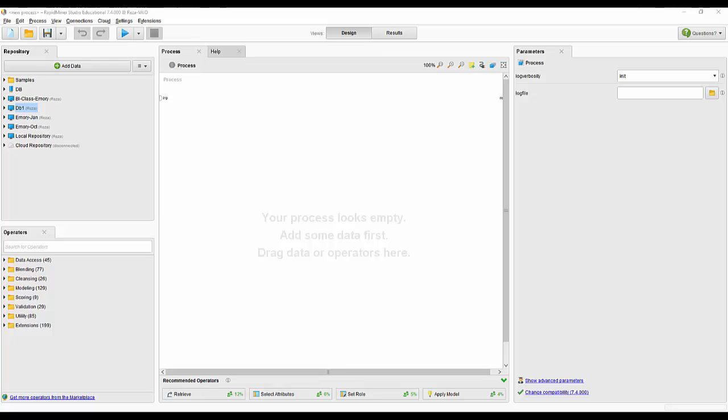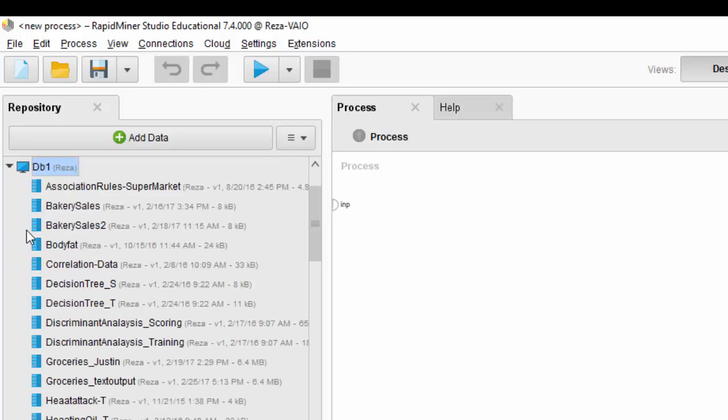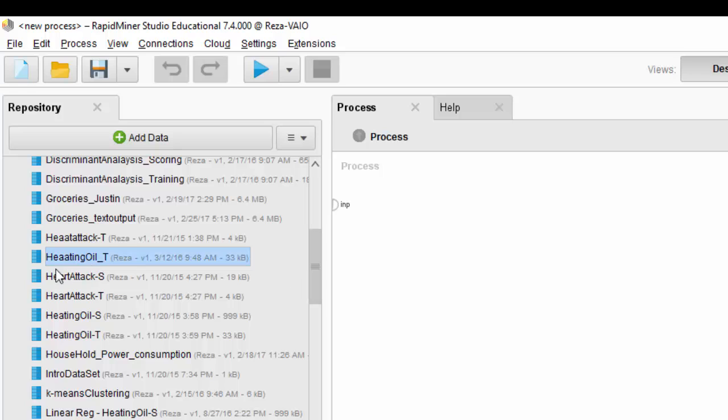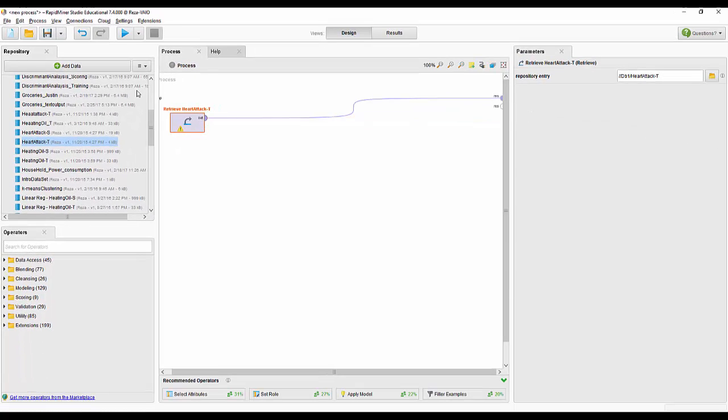Now, let's get to know the dataset that we are going to use for this specific task for the logistic regression. I have already imported the dataset that we require for this task, and those are heart attack training and heart attack scoring. Let's go ahead and take a look at the heart attack training. I dragged and dropped it in the process window, and now I'm going to run this very basic model to get a better understanding of my training dataset.